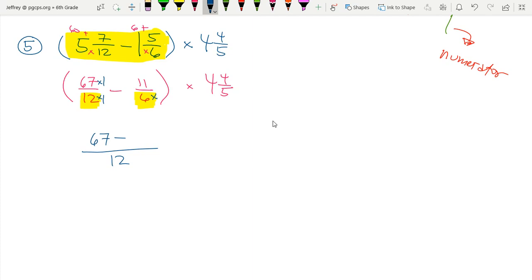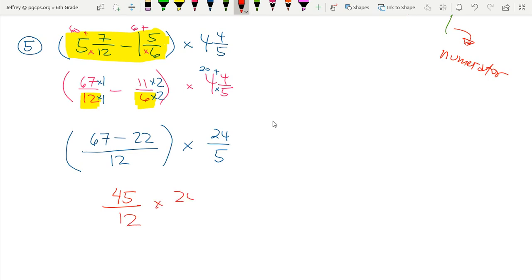What did you multiply to 6 to get 12? It's going to be 2. So you multiply 11 by 2. That's going to be 22. That's inside the parentheses. Now let's change this into an improper fraction too. 4 times 5 is 20 plus 4 is 24 over 5. Now, what is 67 minus 22? And that should give you 45 over 12, then times 24 over 5.